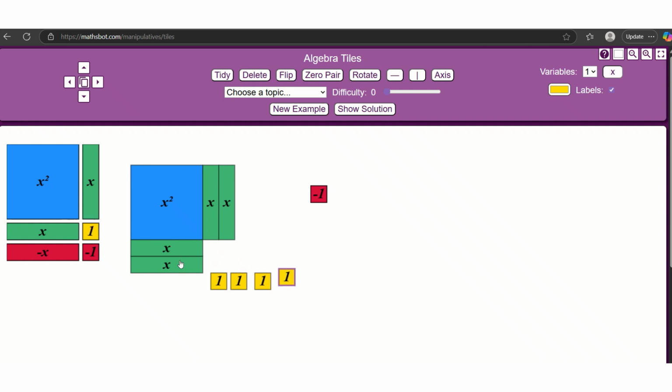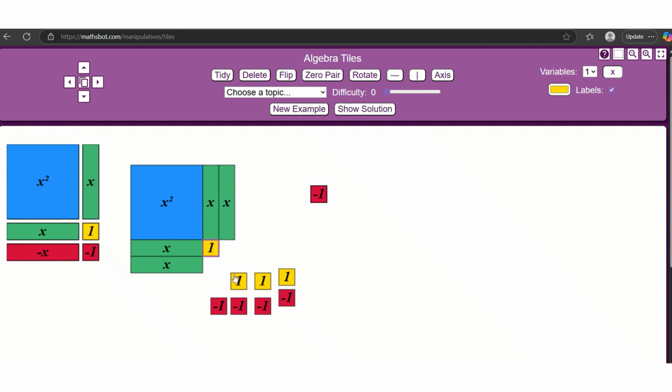Now, if I do that, I have now totally changed the number of tiles that I have. So this is no longer x squared plus 4x minus 1. This is x squared plus 4x minus 1 plus 4. To balance that out, I also need to bring in 4 negative ones. And these are what are called zero pairs because 1 plus negative 1 is 0. So if I bring in the positive ones, I've got to bring in the negative ones to go with it.